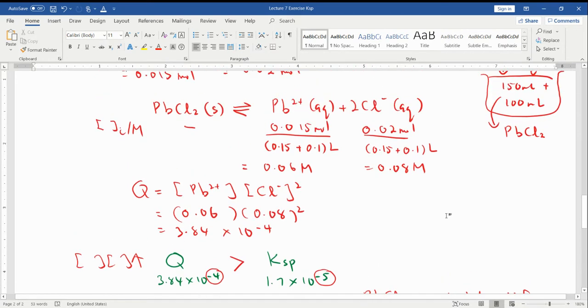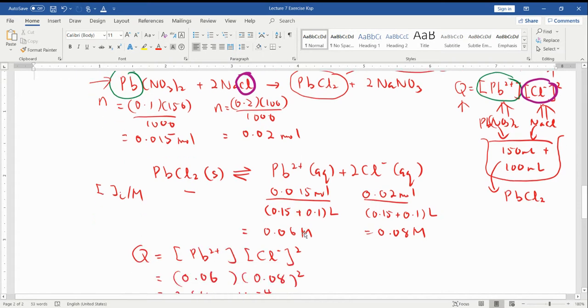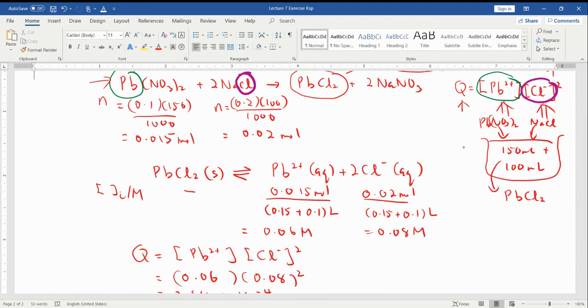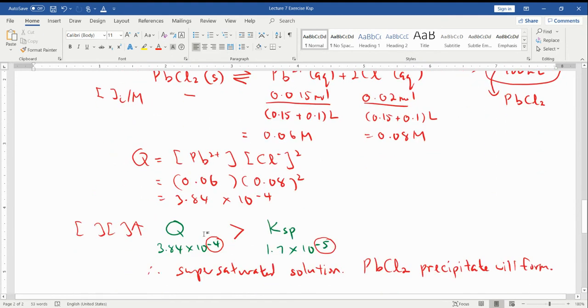So for this type of question, remember, find the number of moles for each ion, but the volume has to be the total volume because they mix, they react together, they mix together. Only then is the salt produced. And then if you want to know whether Q is bigger or smaller than KSP, substitute the values inside and then compare with KSP to find out whether a precipitate will form or not form. That's all for this part.